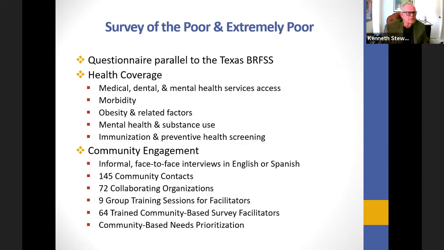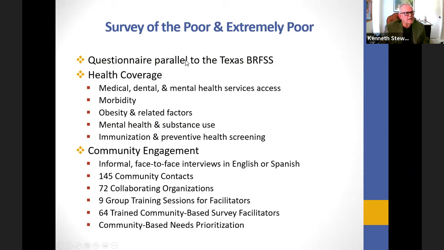What we did in the survey of the poor is we constructed a questionnaire that paralleled, what I mean by paralleled, it turned a series of questions from the Texas BRFSS, Behavioral Risk Factor Surveillance System.